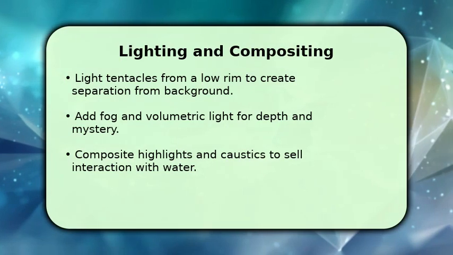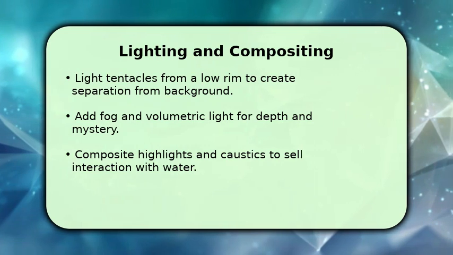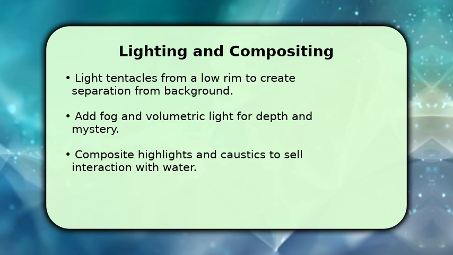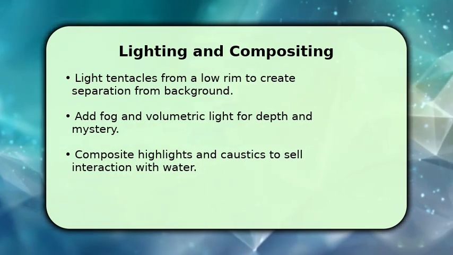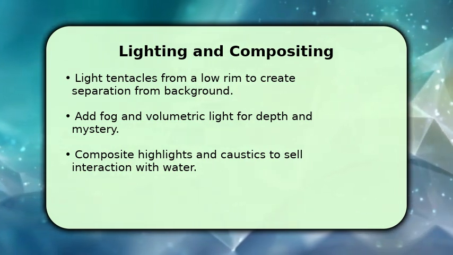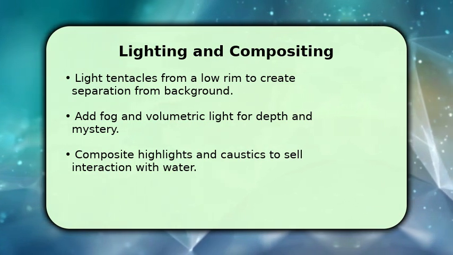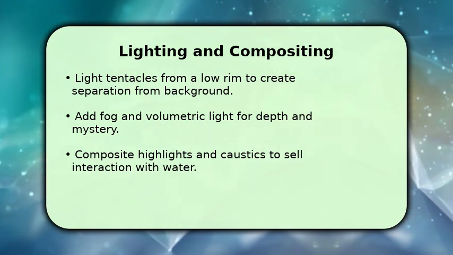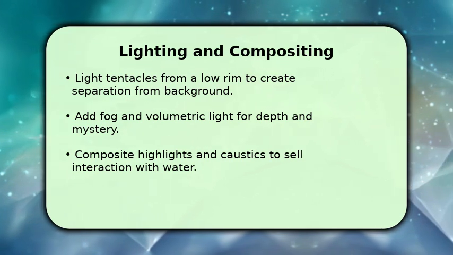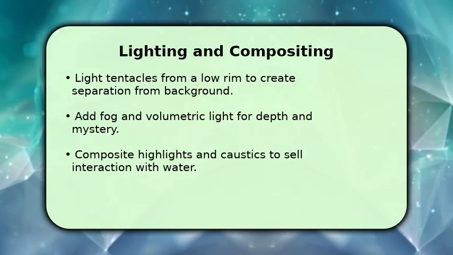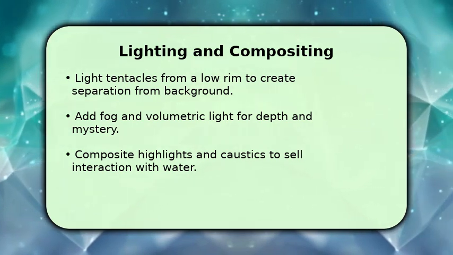Lighting sells the Kraken, so use a low rim light to carve tentacle edges and a cool key to suggest ocean depth. Then add warm bounce fills for contrast. Introduce subtle volumetric fog to create depth layers and scatter light realistically through the scene. In compositing, paint highlights, add glow and caustic patterns where tentacles meet water, and grade the final pass to balance mood, contrast, and readable silhouettes for cinematic clarity.